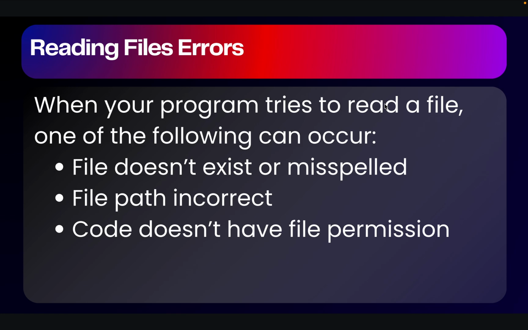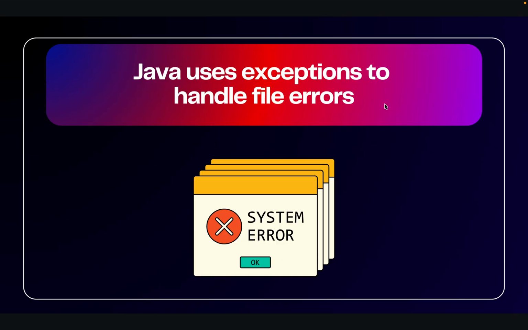But when you are reading files, you may run into some errors. In our last lecture, we discussed having errors. In this case, you could try to run a program that tries to read a file, but either that file doesn't exist, maybe your file path is wrong, or you don't have file permissions to work with that file. To overcome this issue, this is where your exceptions and error handling, which we just learned, come into play.